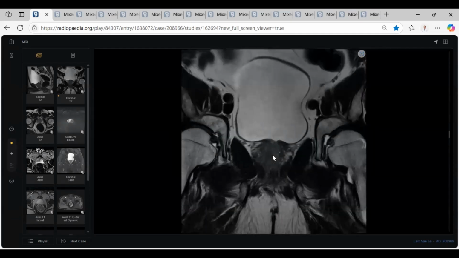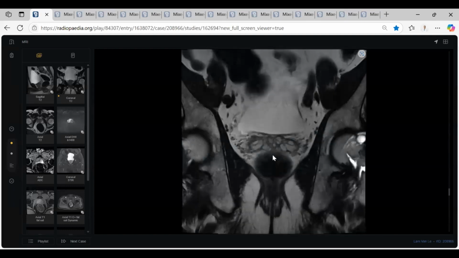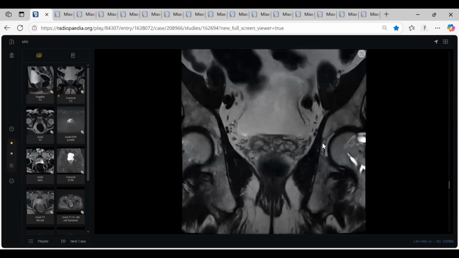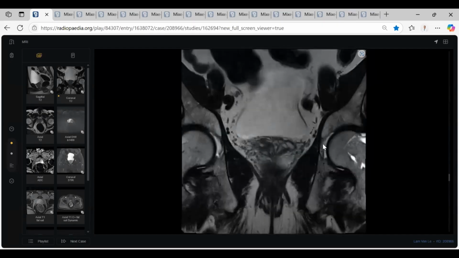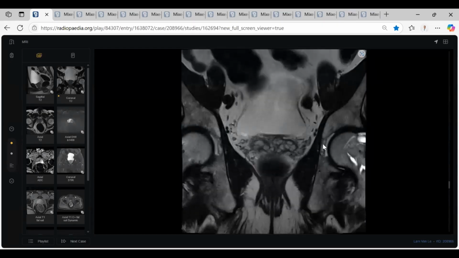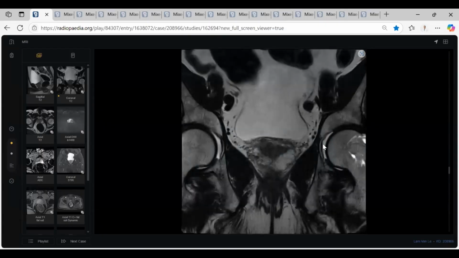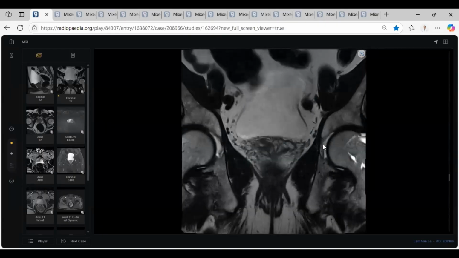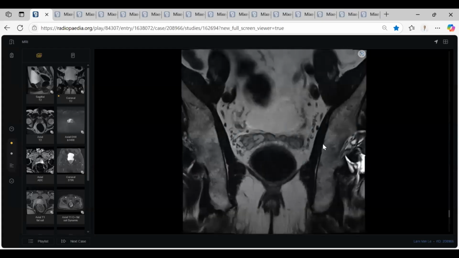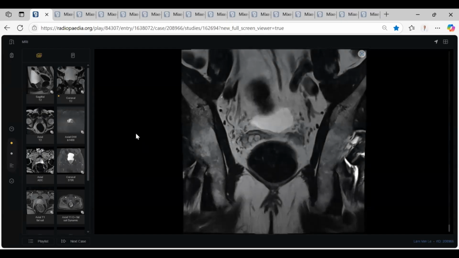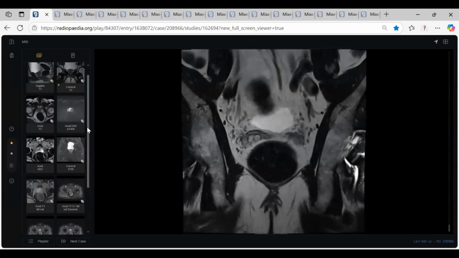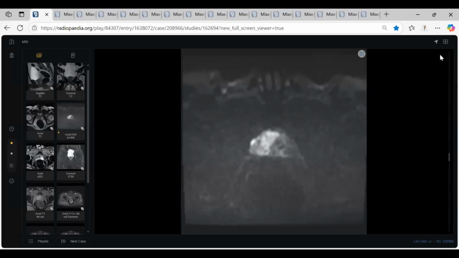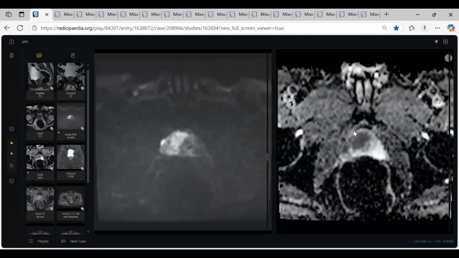Okay, so next step from T2, exclude any seminal vesicle invasion. T2 is the correct sequence to exclude any seminal vesicle invasion. Why? Because it is bright, and if there is any invasion, this brightness will be lost. Then the next sequence to be examined, not only the diffusion, no, the ADC, very important.